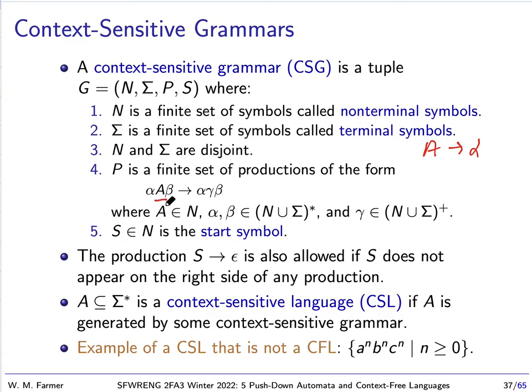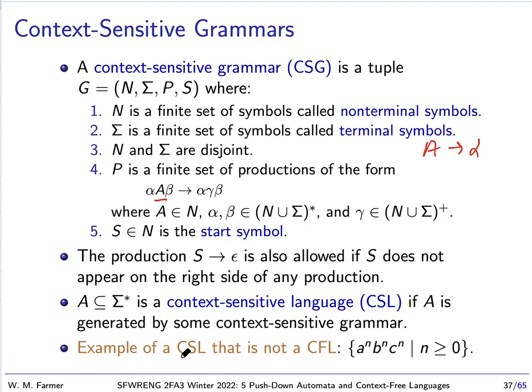Now, the thing to notice is that the length of the left-hand side is always less than or equal to the length of the right-hand side. That's true for context-free grammars. It's also true for context-sensitive grammars. So a language is context-sensitive if it is generated by some context-sensitive grammar. The reason it's called context-sensitive is because our productions can depend on the context of where the non-terminal being replaced is.